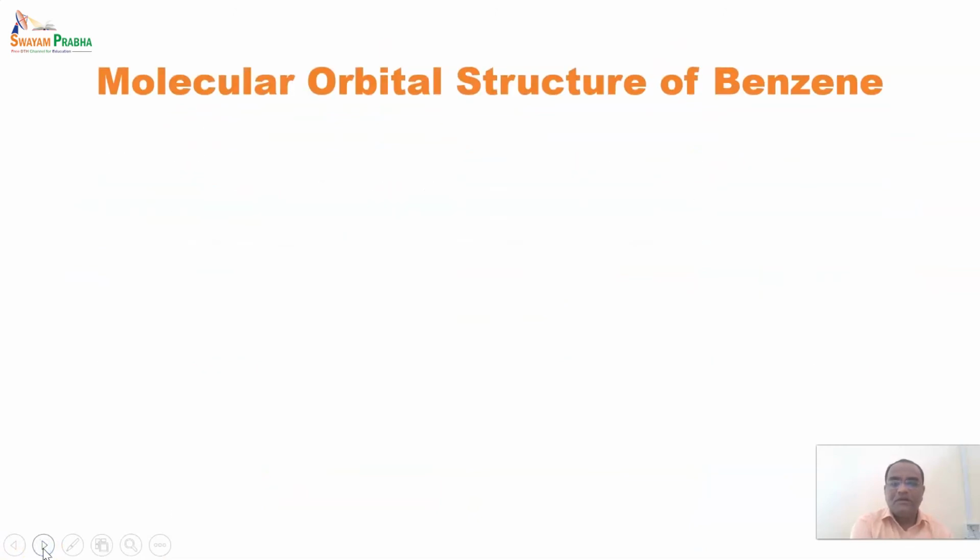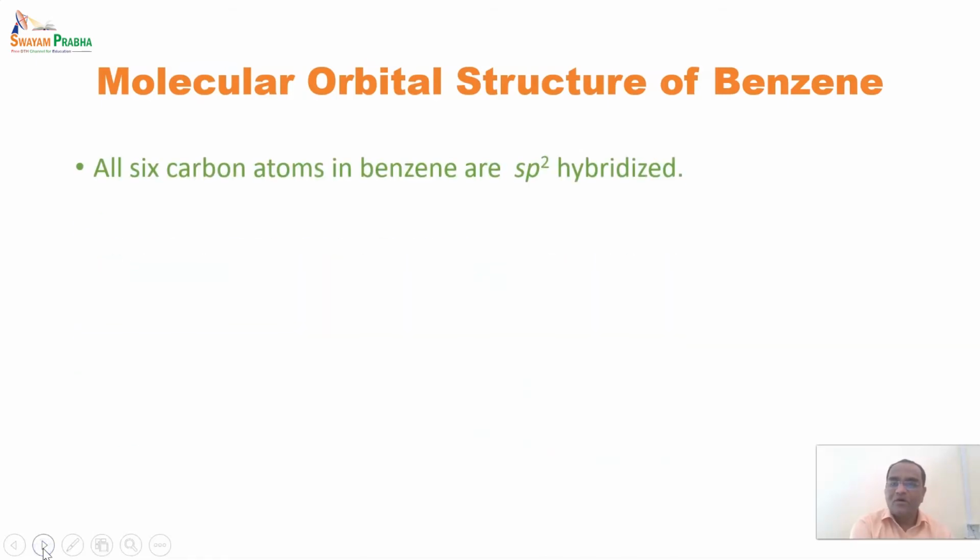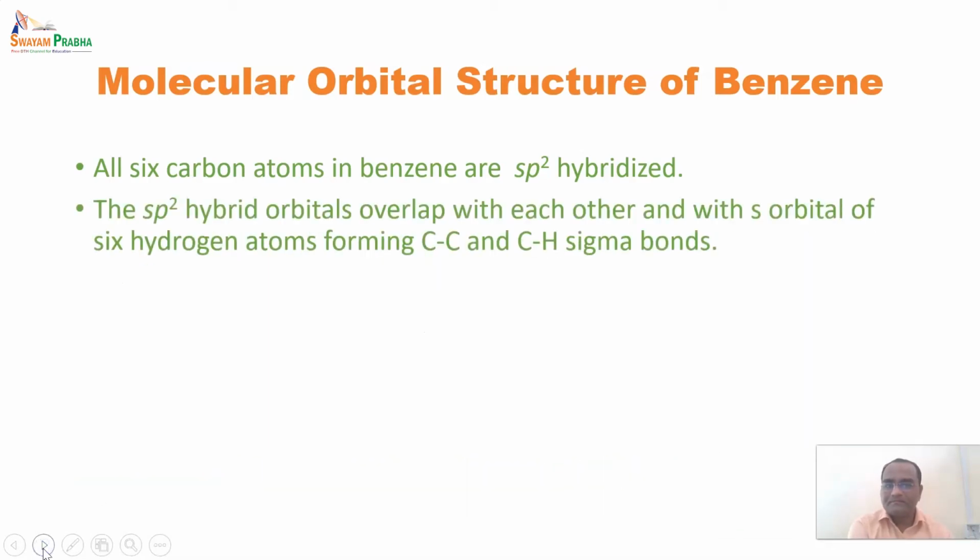Now we'll come to the next point, that is the molecular orbital structure of benzene. All 6 carbon atoms in benzene are sp2 hybridized. There are 3 types of hybridization seen in organic chemistry: sp2, sp3 and sp. In the case of sp2, it means that one s and two p orbitals are involved in hybridization.